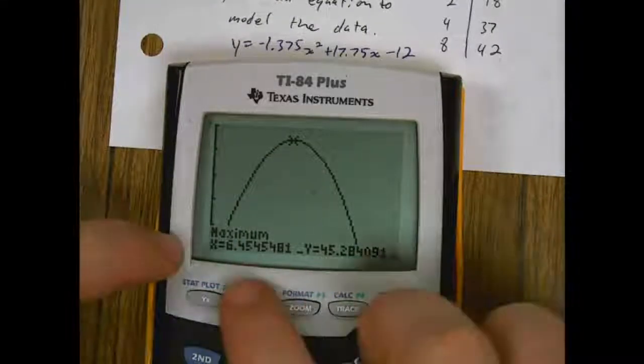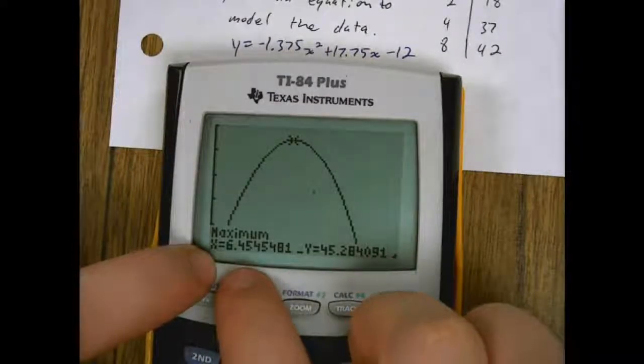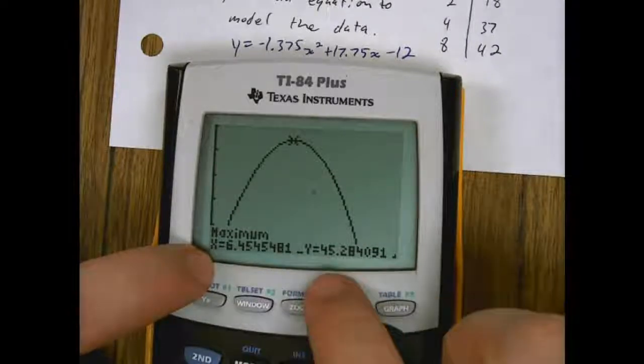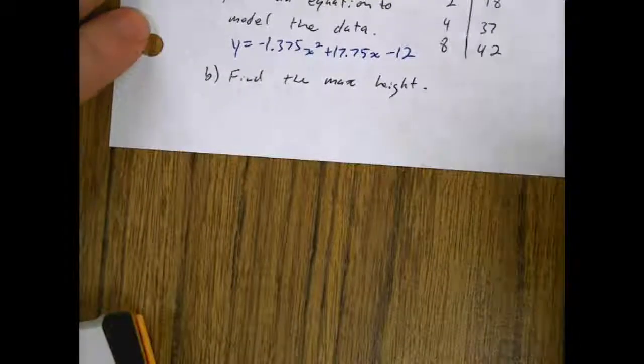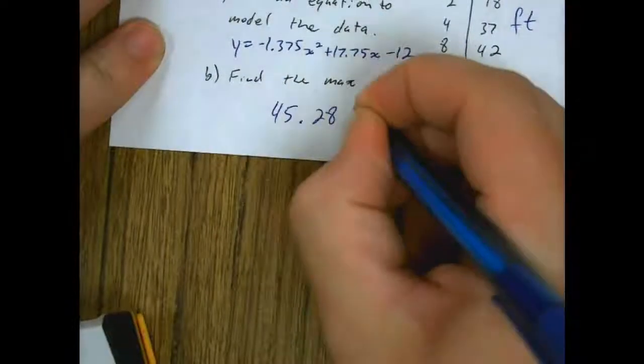So now this tells us our maximum is happening when time is 6.45 seconds, or whatever our time is, might be minutes. That's a long hang time though. And our maximum height would be 45.28, whatever this is. Say we're all in feet here. Feet. So our maximum height would be 45.28 feet.